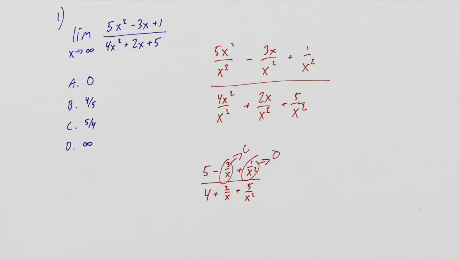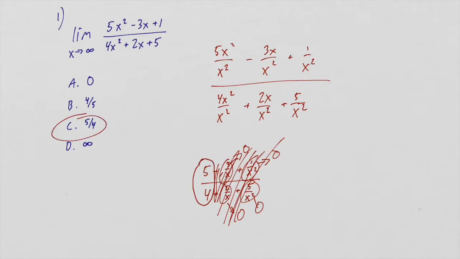Same thing here, goes to 0. Here goes to 0. Here goes to 0. So we don't care about any of this stuff, and we're left with, as x gets really, really large, 5/4. And that's our answer here for our first question.